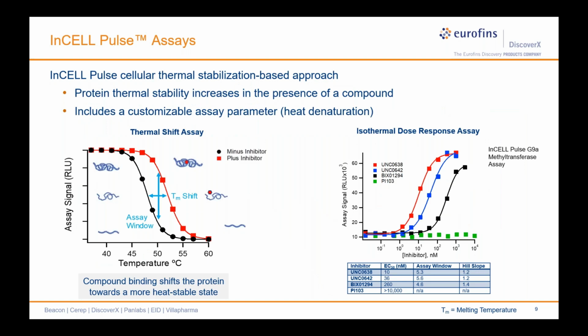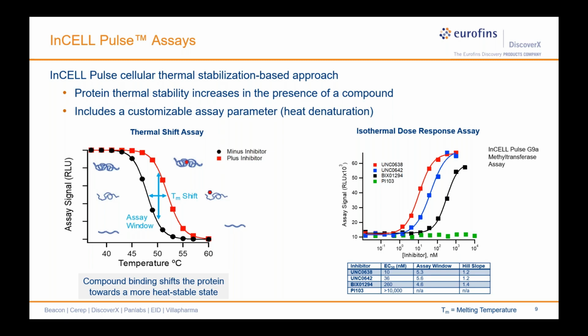So this slide shows two examples of how InCELL Pulse assays are performed. On the left, we have what we call the thermal shift assay. Here you see graphed on the y-axis the light output of the assay, and on the x-axis the temperature increasing from left to right. In the black circles, in the absence of an inhibitor, as we increase the heat, our target protein, and this is hypothetical data, unfolds, denatures, and aggregates. And as that happens, the assay signal decreases.